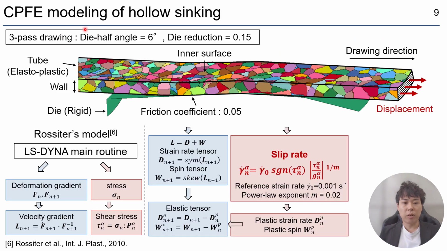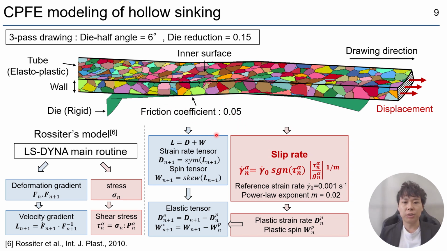Next, the CPFEM model of hollow sinking. I built a 3-pass drawing model. The rigid die was fixed and the elastoplastic tube was drawn by prescribing displacement to these front end nodes in the drawing direction. The tube contacted the die here, and the friction coefficient was set to 0.05.